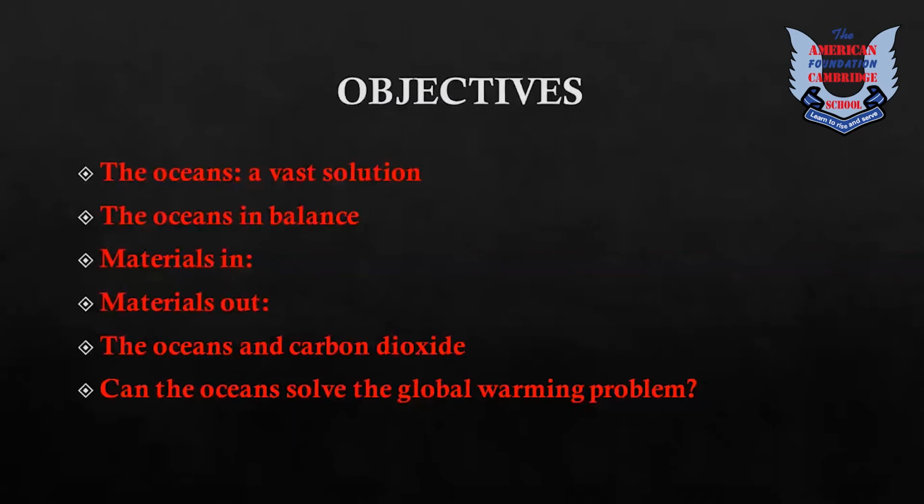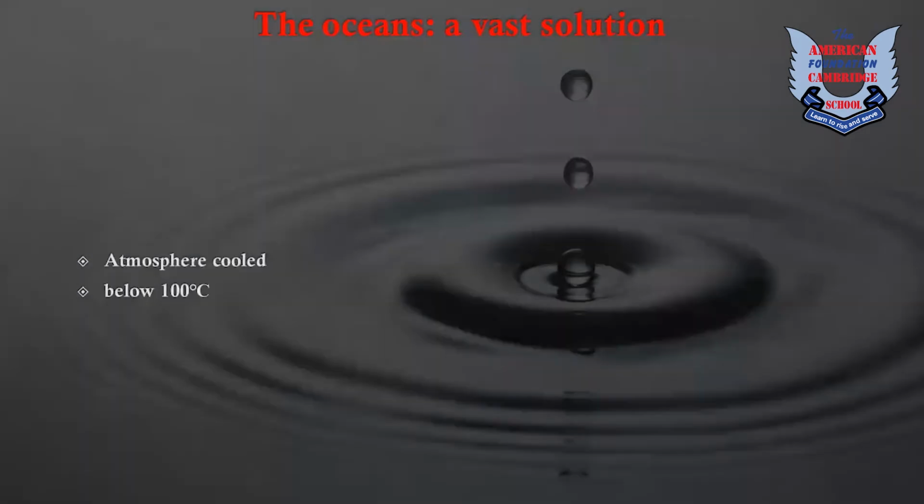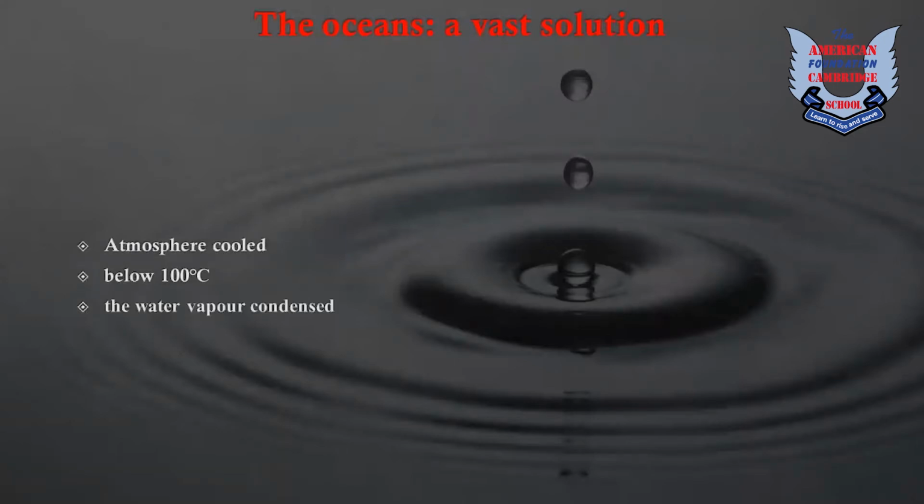Let's move towards our first topic, the ocean's vast solution. When the Earth's early atmosphere cooled below 100 degrees centigrade, the water vapor changed from a gas or vapor to a liquid. It began to rain and rained for centuries. Rain poured down the hot rocks, carrying eroded material into the hollows. It was the start of the oceans.